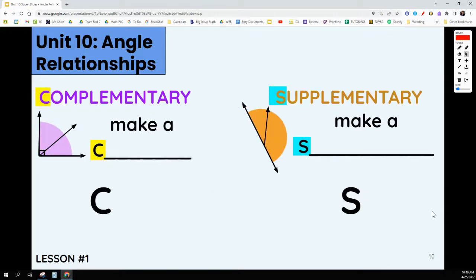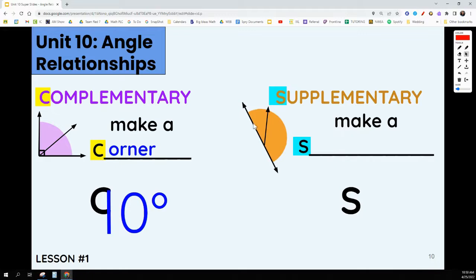Okay, here's a little hint of how to remember complementary versus supplementary. See, the word complementary starts with a C. Complementary angles make a corner because a 90-degree angle makes a corner, and you see a little square in that corner. Another way to remember is complementary starts with a C. I can make that into 90 for 90 degrees. I'll show you that one more time. Here's a C for complementary. Complementary angles add up to 90 degrees.